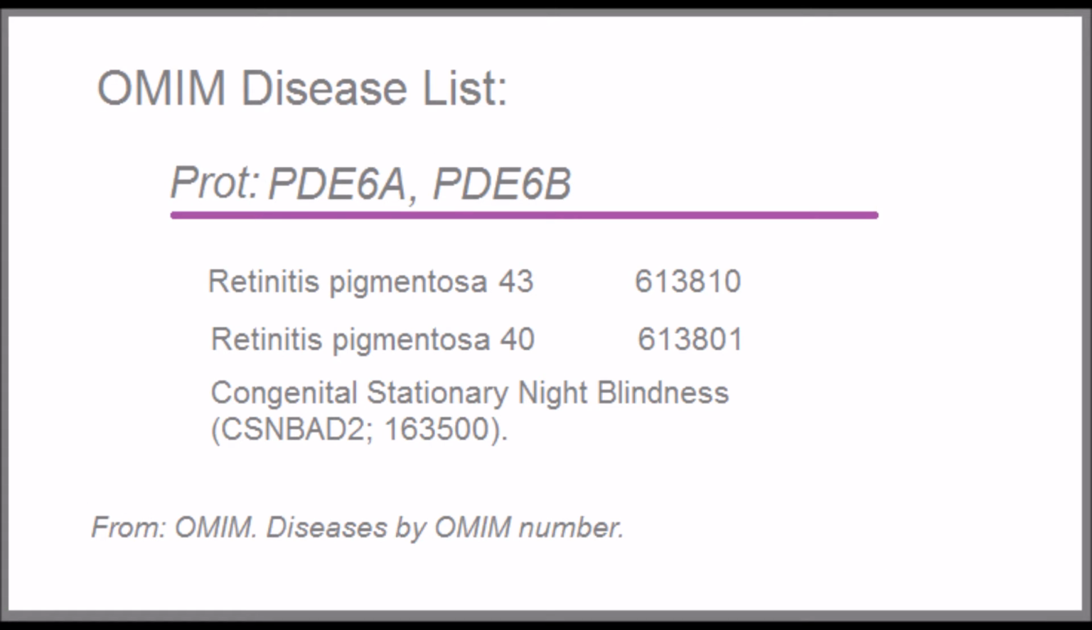These are the diseases caused by phosphodiesterase mutations. Genetic defects have been mapped to each PDE subunit. PDE6A mutation causes RP43, PDE6B mutation causes RP40 and congenital stationary night blindness.